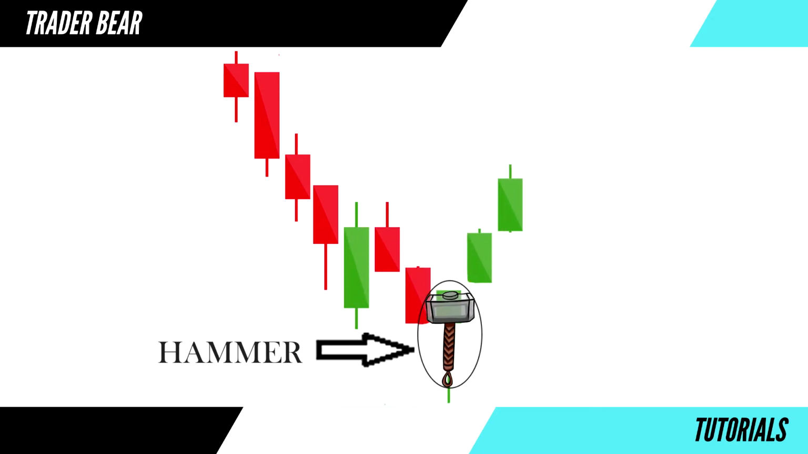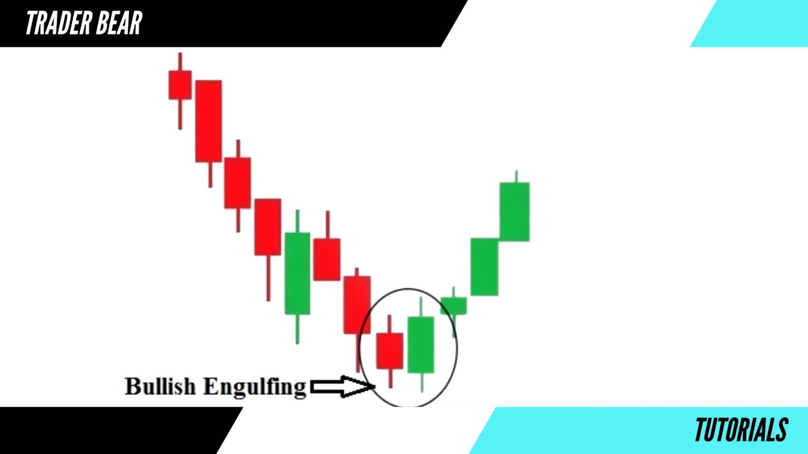Once this hammer forms and the candle closes, this could be an indication that you might want to get in at the opening of the next candle, depending on your confirmations and what it is that you look for in the markets. Hammers will typically be found at the bottom of the market, bouncing back up right around your support levels. Next up, we have the bullish engulfing candle.